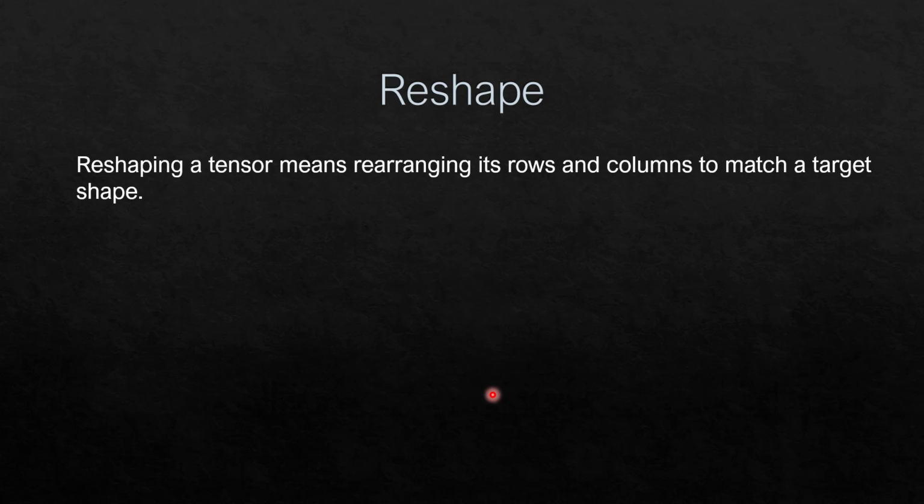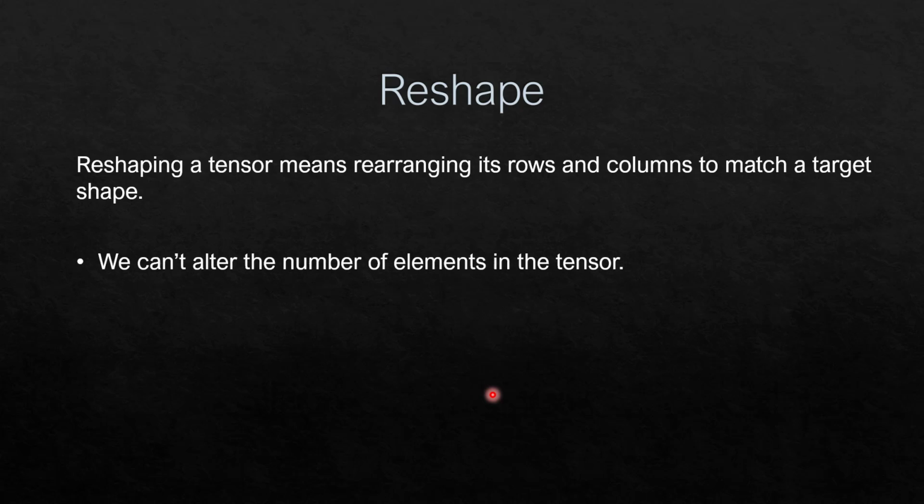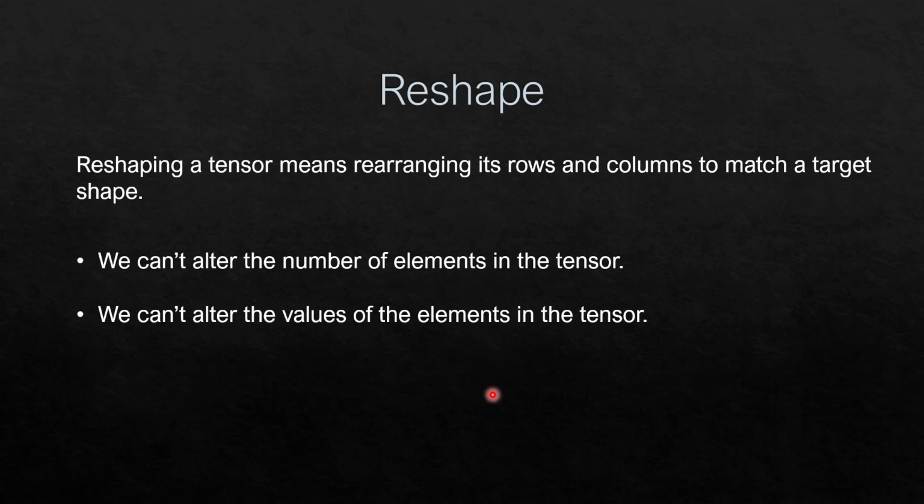But we need to keep in mind a couple of things over here. We cannot alter the number of elements in the tensor, so that has to be the same. That means we have 24 elements in our sample 3D tensor, so we cannot alter that. The 24 values have to be there. Now the values of those elements cannot be changed. That means A, B, C, D, whatever values it is holding, we cannot change those as well.